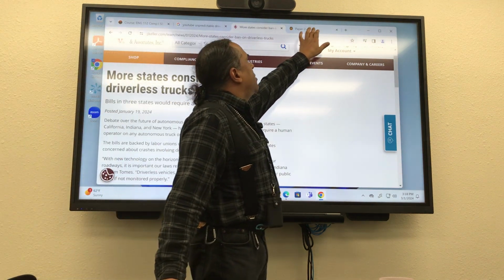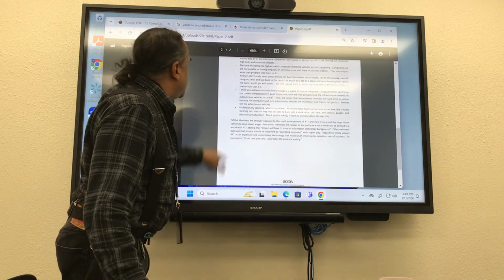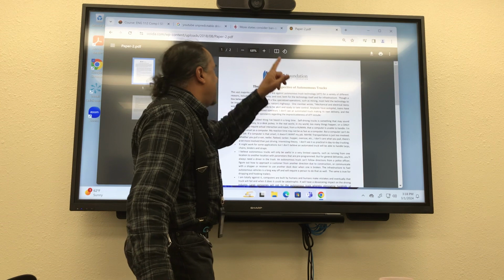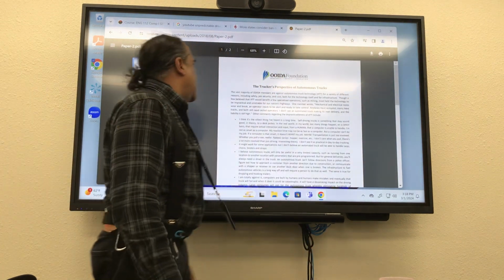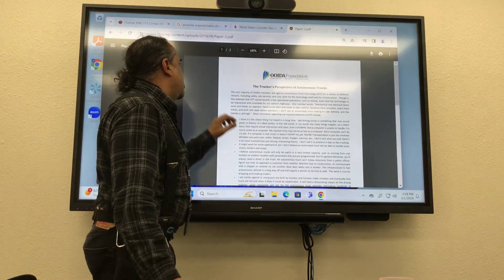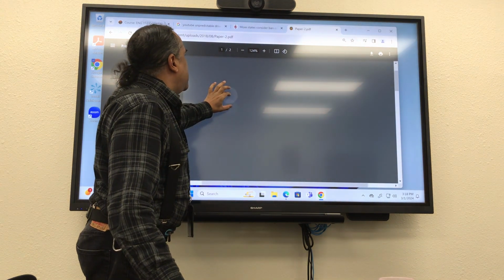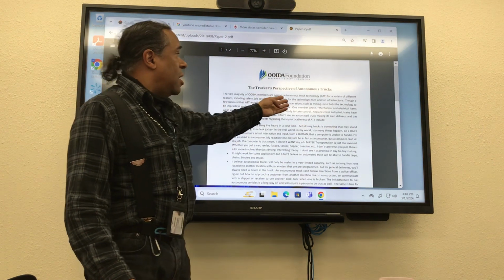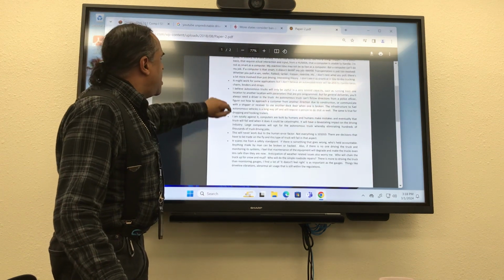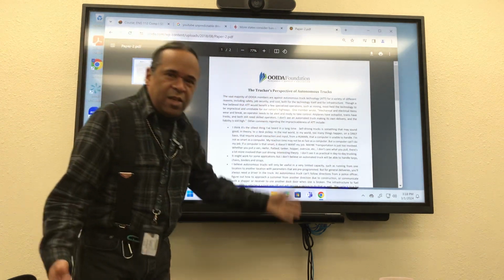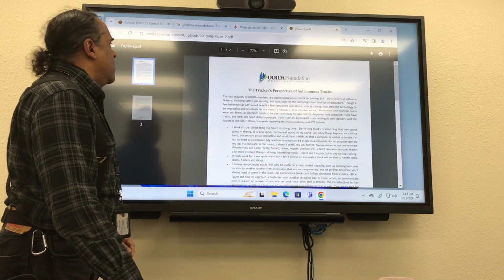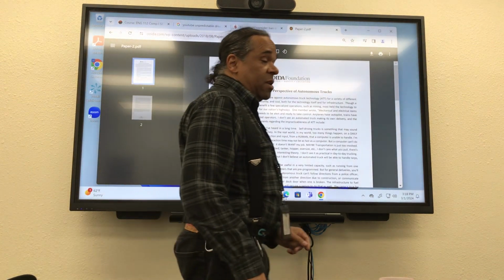Reason number 3, we have people actually studying this. Here's the OOIDA, which means Owner Operator Independent Drivers Association. I'm a member too. It's a truck drivers union. They go to Washington and fight for truck driver rights, and it talks about the truckers' perspective on autonomous trucks. And it just says, well, this is pretty much part of a larger study that was conducted on this idea of autonomous driverless vehicles.